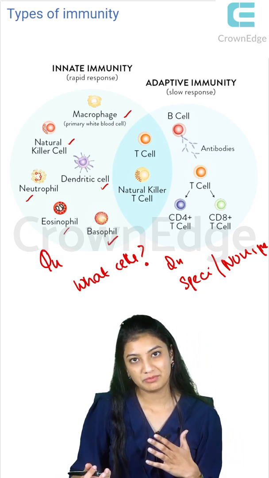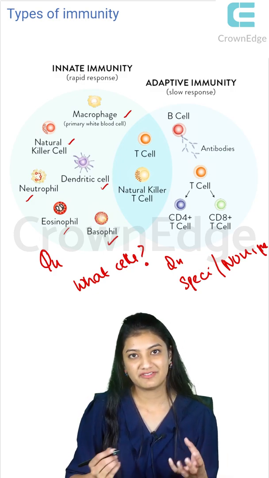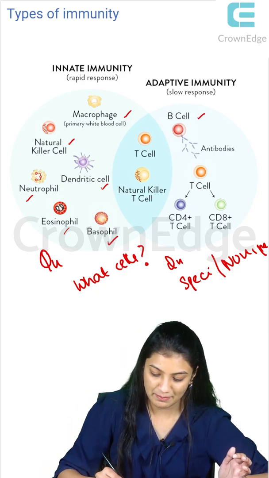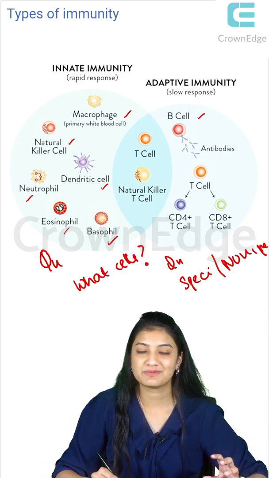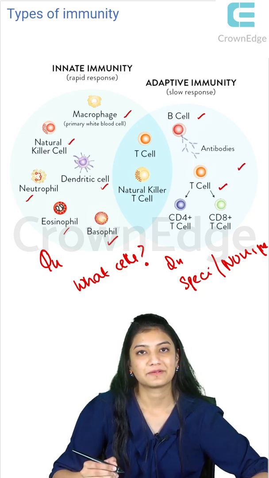Whereas adaptive immunity is a slow response, and it is acquired over a period of time, and it is highly specific, and the cells which are involved are the B cells and the antibodies which are produced against that particular antigen, and the T cells.